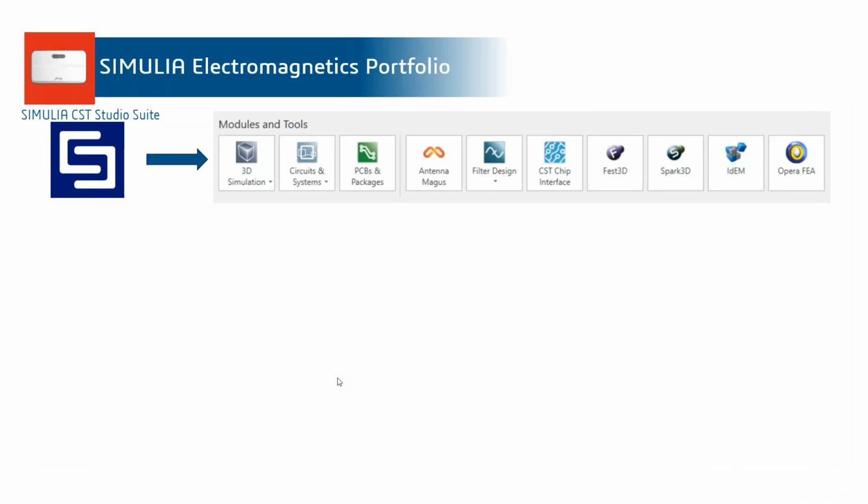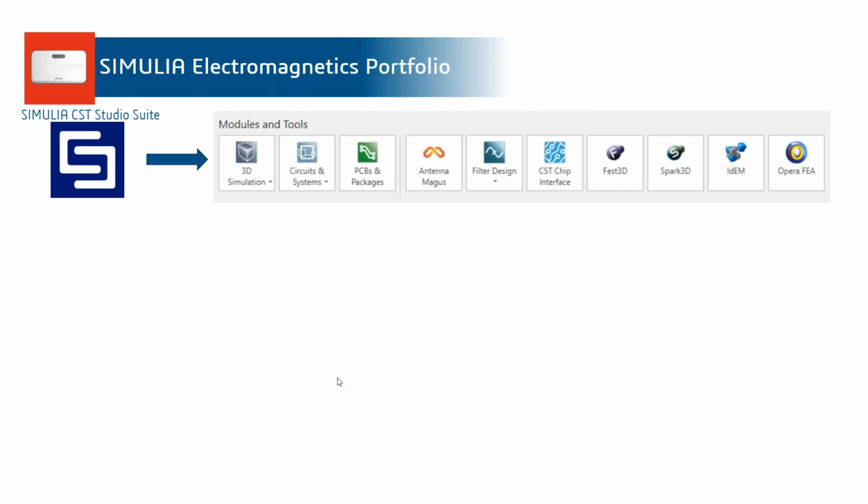To start with, we have the SIMULIA portfolio, which comprises various modules and tools suitable for designing, whether it is the schematics or the 3D simulation part. PCB and packages. We have antenna magnets for antenna design, filter design 3D for filter designs, CST chip interface for designing the chips, FEST 3D, and also Opera for low frequency related applications.